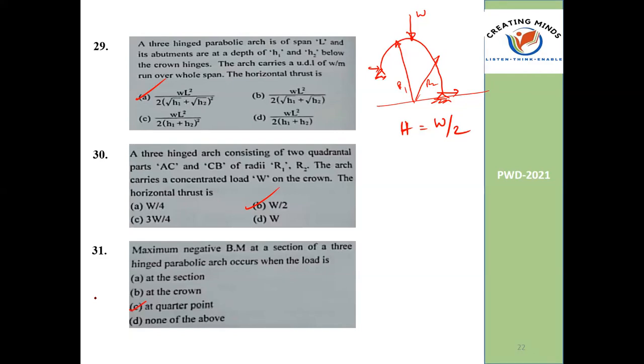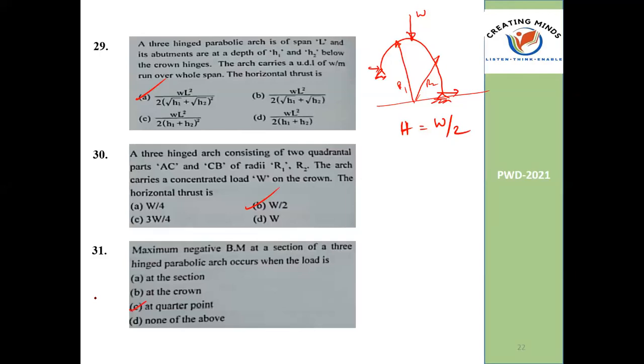Okay, there is a maximum positive and negative. If you are asked at crown, and if only negative, you are asked at quarter span. Please make sure that if positive and negative both occur, it is at crown. Only negative, it's at quarter span. He said quarter span only.